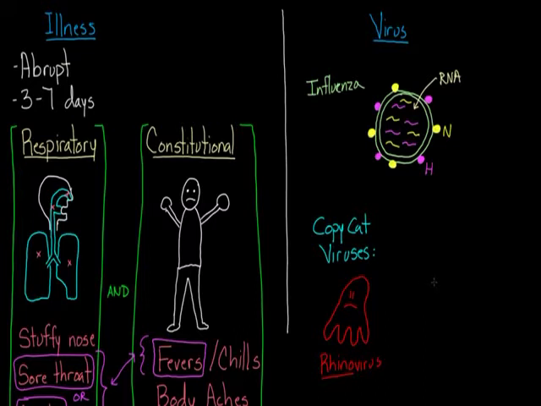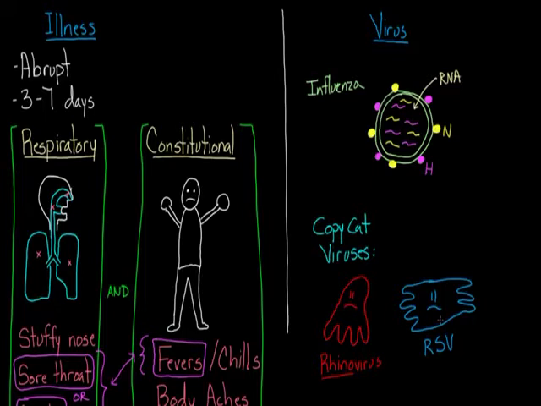And another copycat virus. I'm going to draw it looking a little different, maybe a sideways looking thing, something like this. This guy is RSV. The full name of RSV is respiratory syncytial virus, and respiratory means you know it affects the lungs. We'll talk about that another time as well.